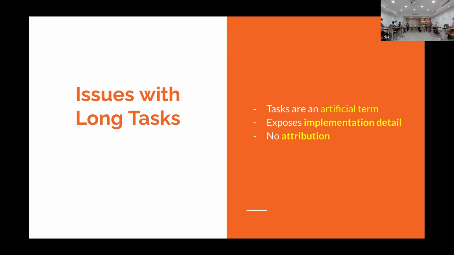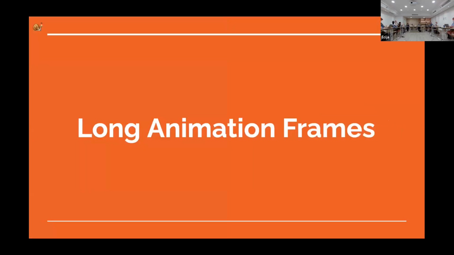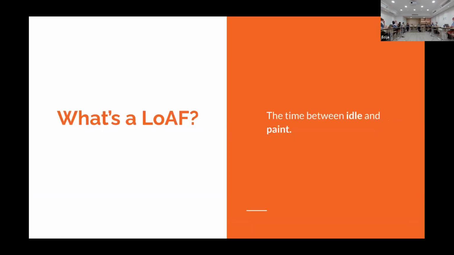The other thing that was more of a missing feature with long tasks is that they don't have attribution. They have window attribution, but it doesn't tell you what happened in this long task to make it long, just tells you that there is a long task. So here come long animation frames, which we see as long tasks version 2, if you will. So a long animation frame is the time between idle and paint, or between the end of the previous frame until the end of this frame. Time where you had nothing to do until you finished painting.